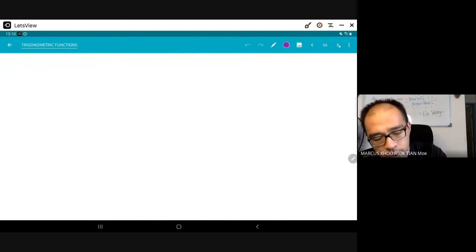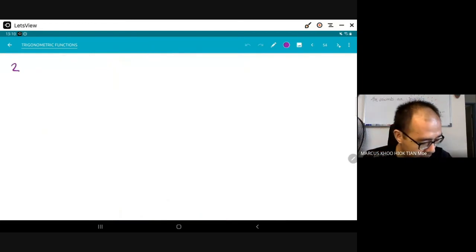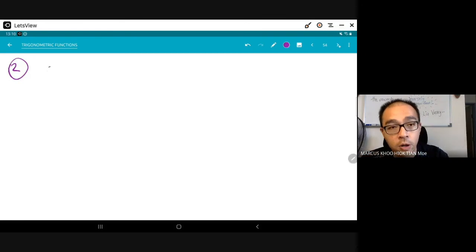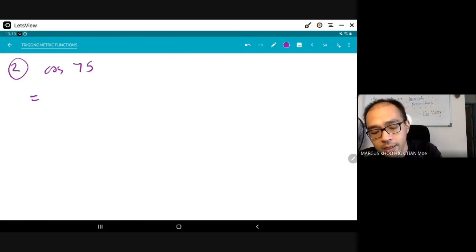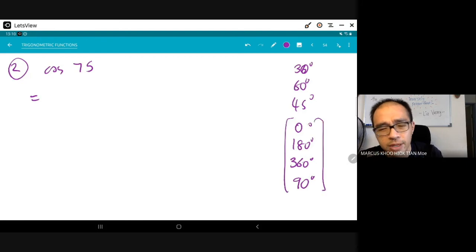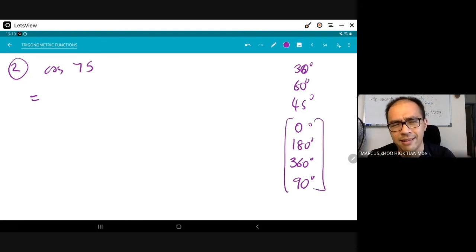All right, the last question is the one that involves the special angles. Take a look at question number 2. When you see a question that says without using a calculator, it usually means that special angles are involved. So you find the value of cos 75. Now, there are a few special angles. The basic ones we know are 30, 60, and 45 degrees. But other special angles will include 0, 180, 360, and 90.